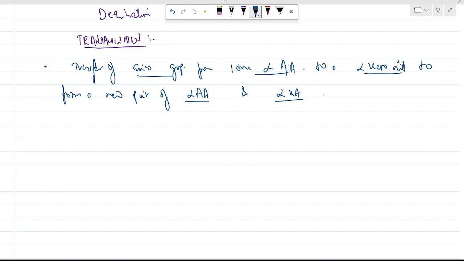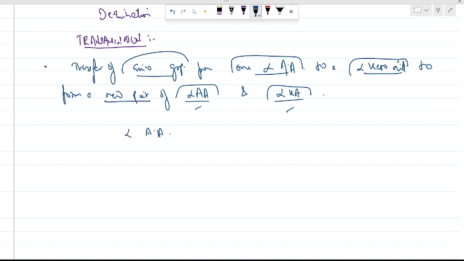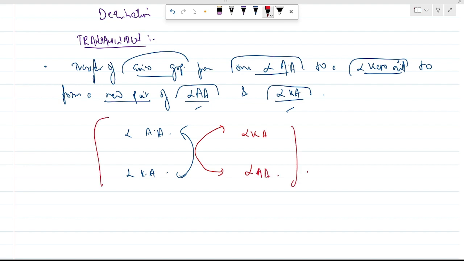So from one alpha amino acid, an amino group is transferred to an alpha keto acid. As a result, a new pair of alpha amino acid and alpha keto acid is formed. So alpha amino acid, alpha keto acid, this is the old form, and in the new form, upon transfer, an alpha keto acid and an alpha amino acid are formed. This is the basic transamination reaction.